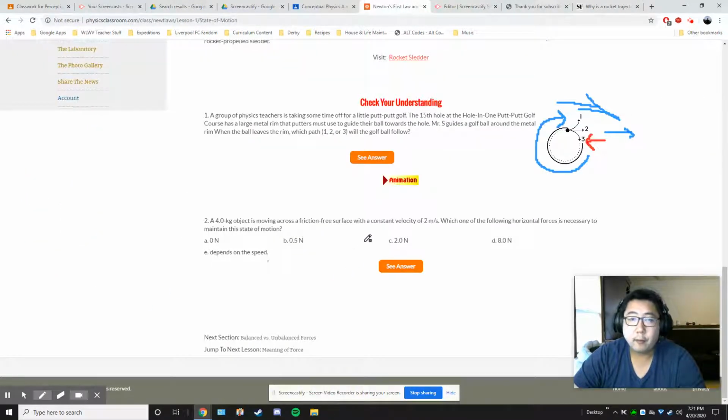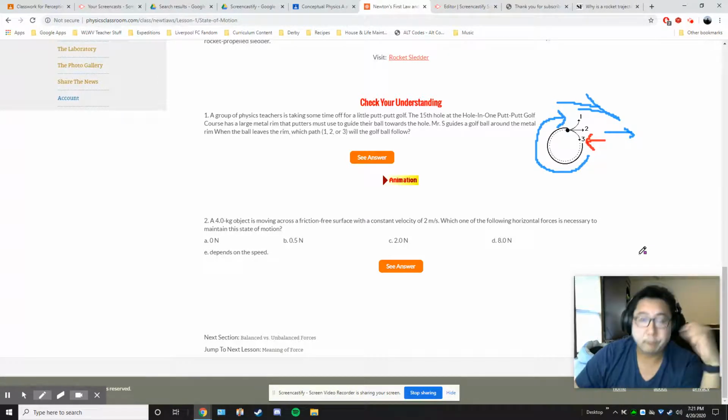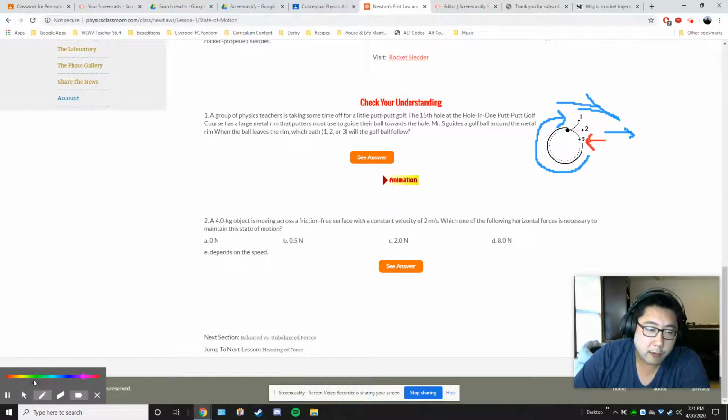So let's go to the second problem here. So let's see what we got. A 4 kilogram object is moving across a friction-free surface with a constant velocity of 2 meters per second. Which one of the following horizontal forces is necessary to maintain this state of motion? So we typically like to draw what's called a free body diagram.